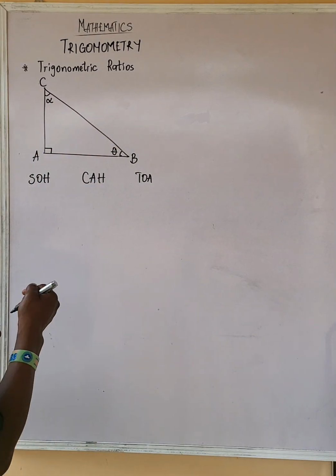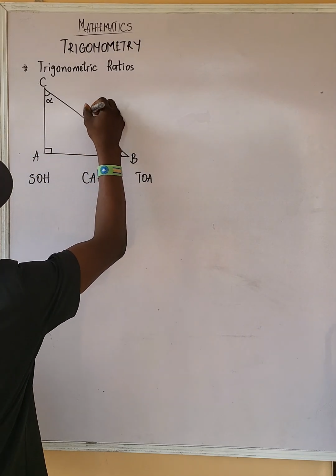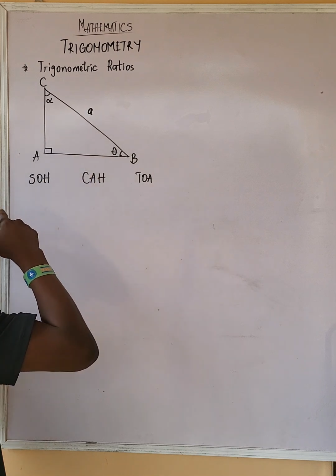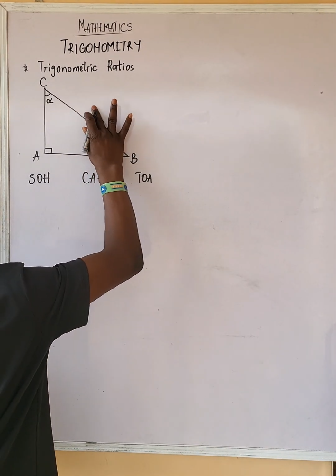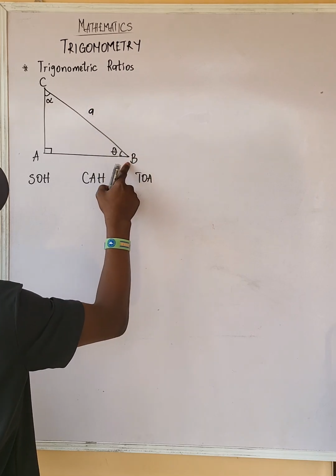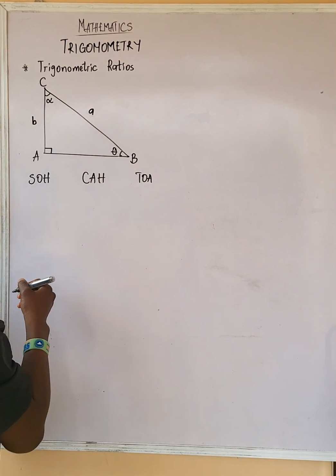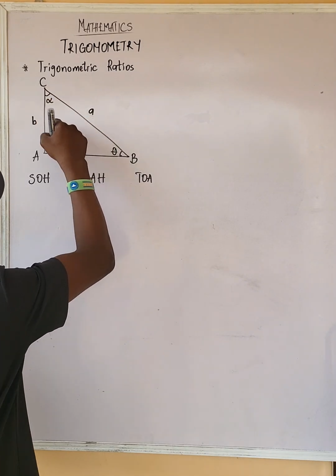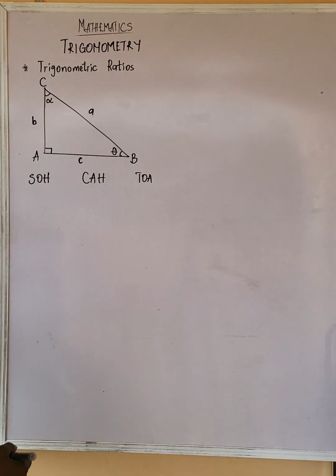Now, if here is angle A, then the side facing that angle is the small letter a. If here is angle B, then the side facing angle B is the small b. Do you get it? Then if here is angle C, then the side facing this angle C is the small c.